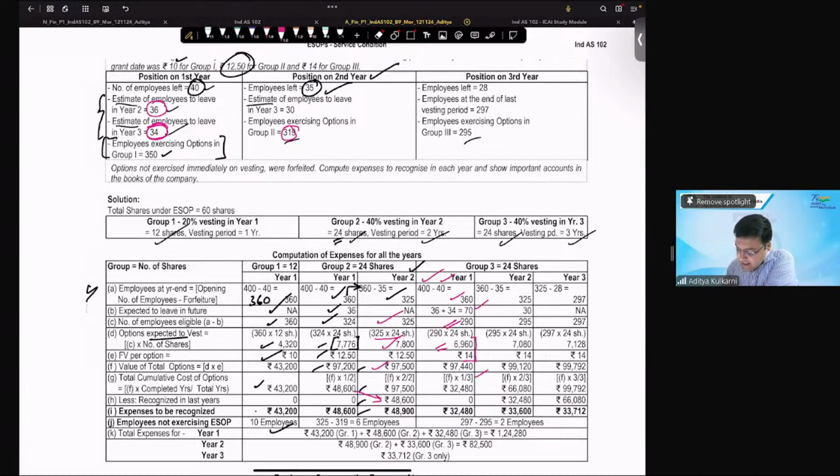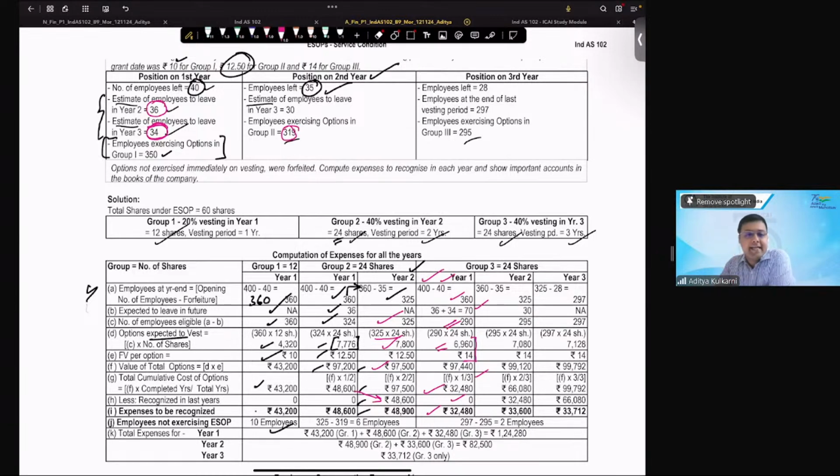So how much will the first year's expense be? 32,480. Did I recognize anything previously? Yes, sir, 48,600. No, that is group 2. 43,200, no, that is for group 1. In group 3's case, this is the first year. I have not recognized anything and therefore it is 0. So 32,480 is the expense for the first year.